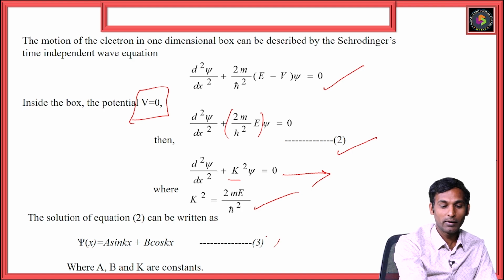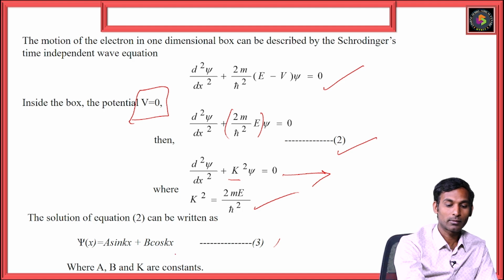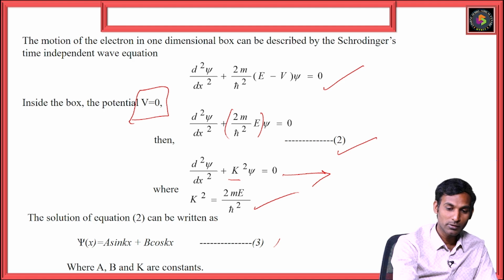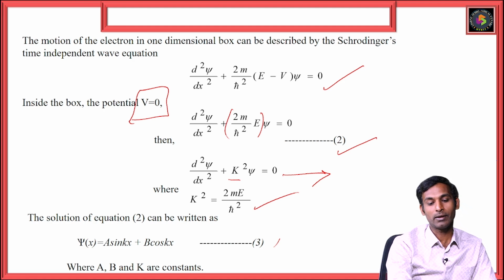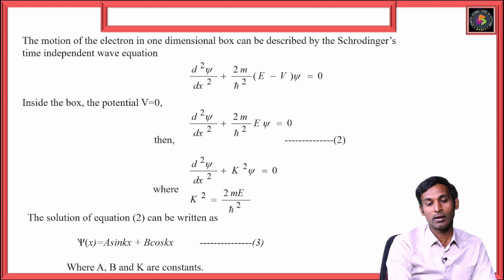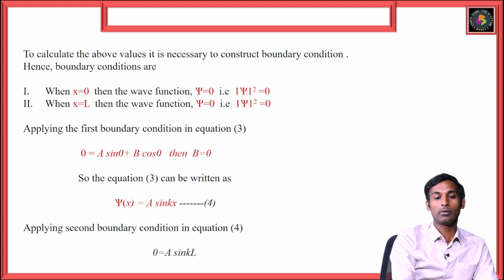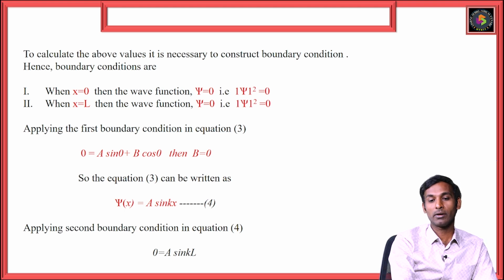That means the wave function can be written as a into sin kx plus b into cos kx. Here a and b and also k are constants. So equation 3 indicates the general solution for equation number 2. How can we solve this equation? To calculate the above values, it is necessary to apply the boundary conditions.